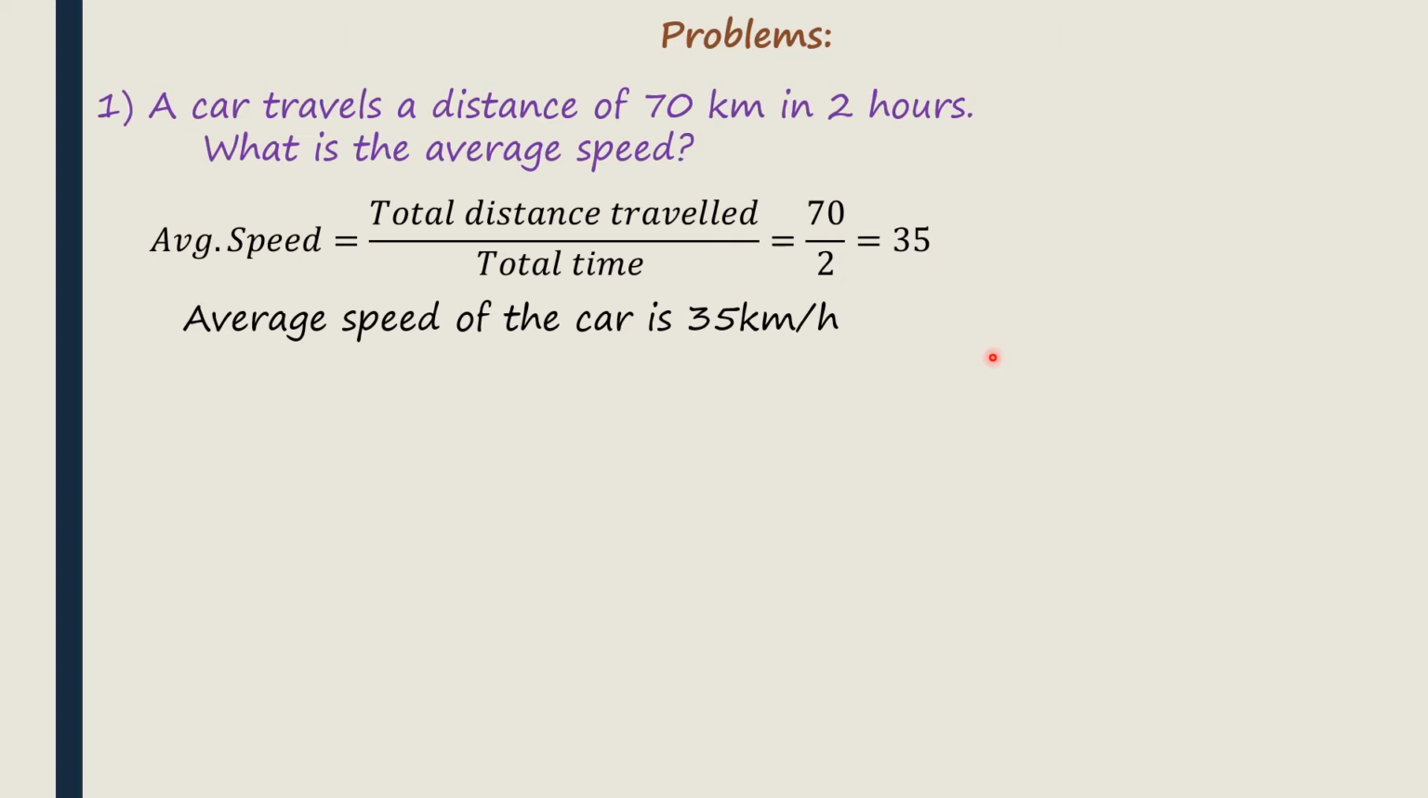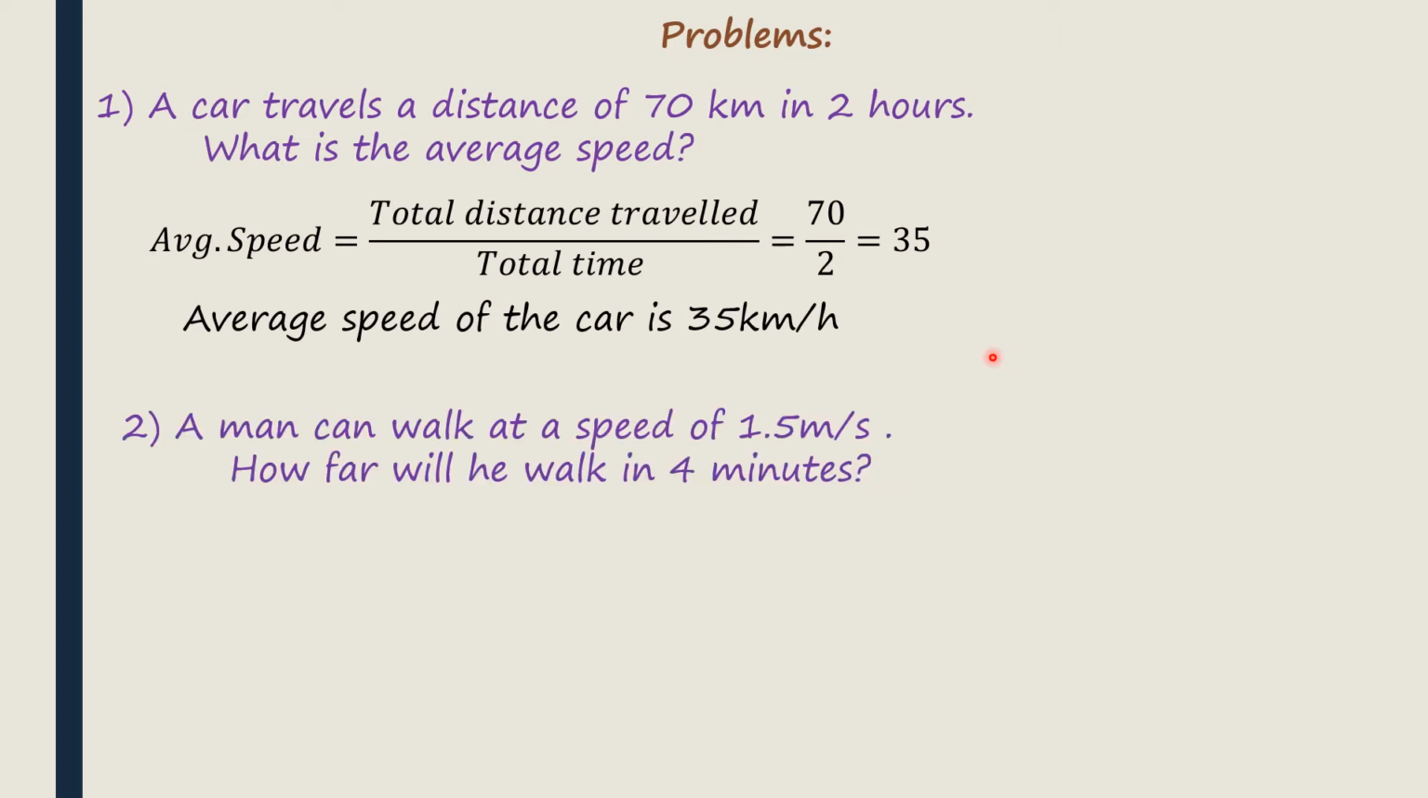Now let us do another question. A man can walk at a speed of 1.5 meters per second. Okay, so now in the previous question we were asked to find the average speed. Okay, so now in this question my average speed दिएको छ. Now the person is asking us how far will he walk in 4 minutes.